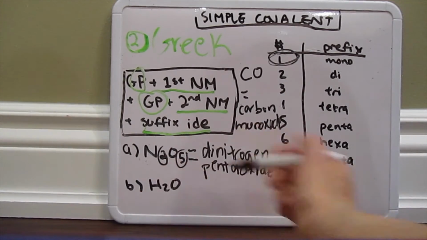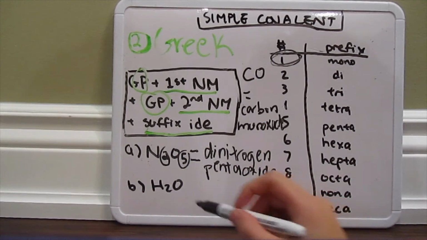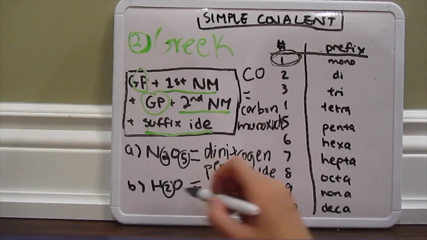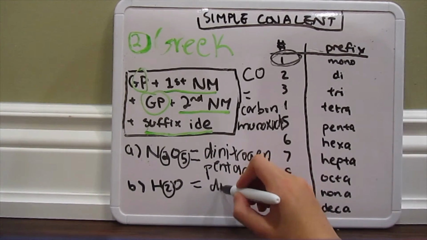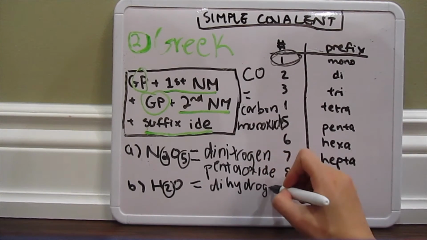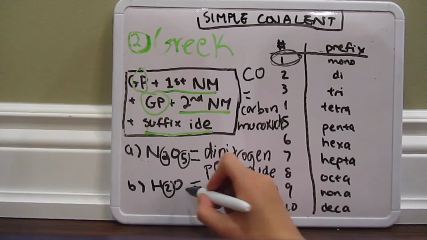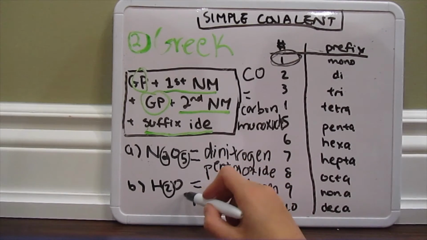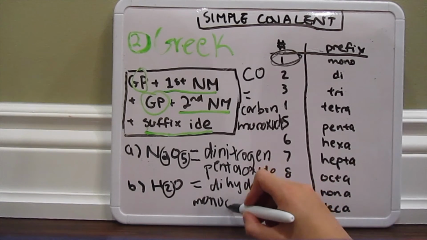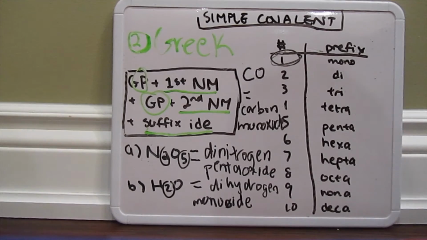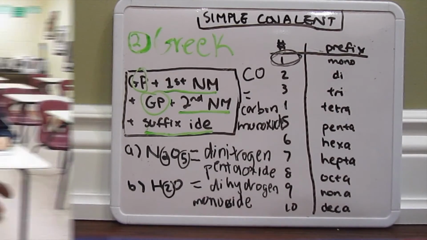Now for the second one, this is H2O, which we all know as water, which can also be called, if we take again first the Greek prefix, that's di, and then the first nonmetal, hydrogen. And then this one is just a 1 here, so it's mono. And then the second nonmetal, which is oxygen, and add the suffix "ide." So we have monoxide, dihydrogen monoxide.